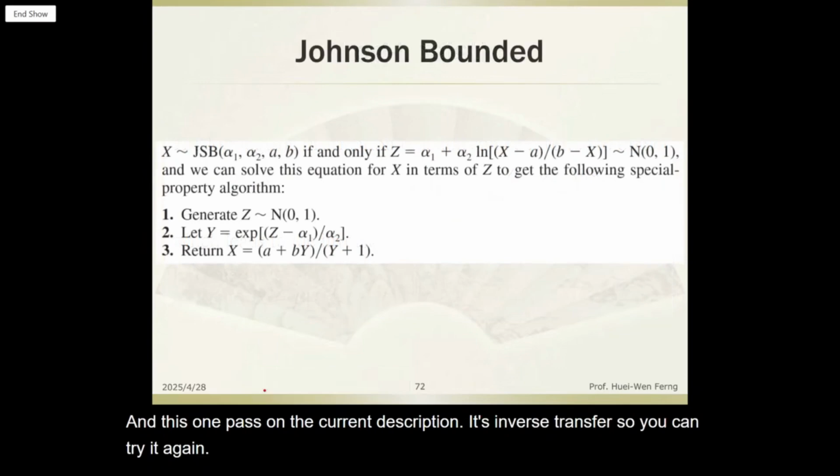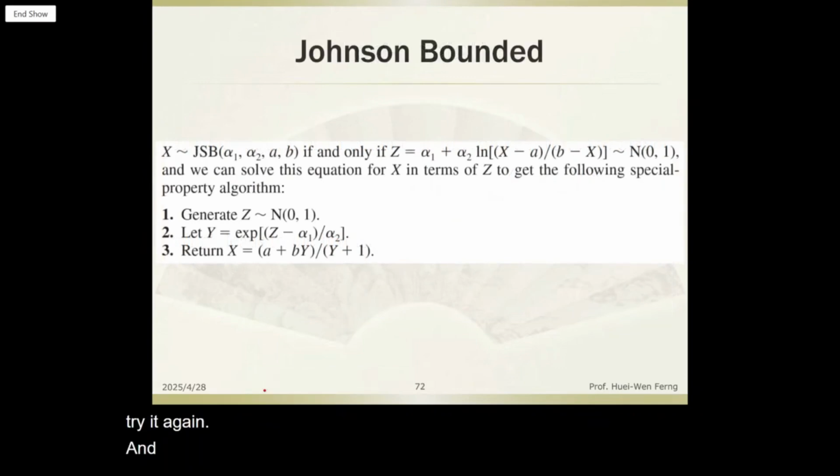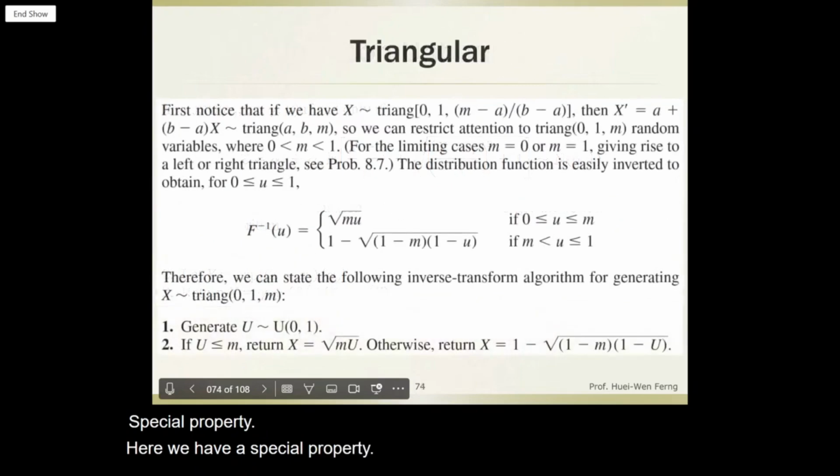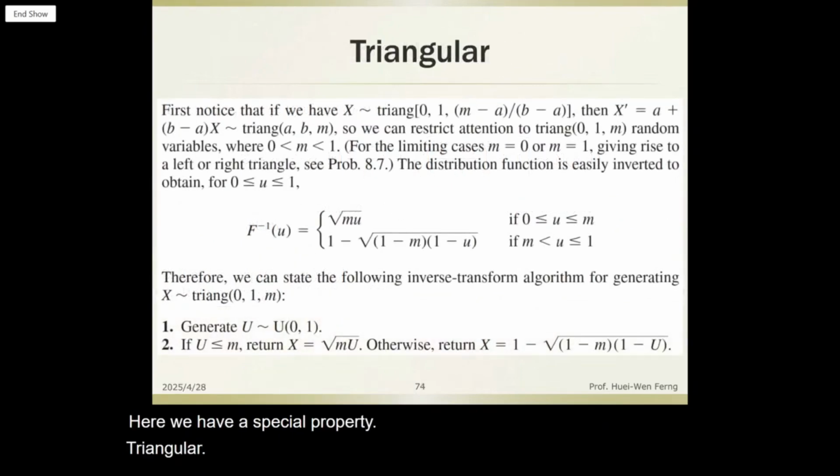And Johnson actually, special property. Here we have a special property. Triangular. Triangular here, we have the inverse transform.